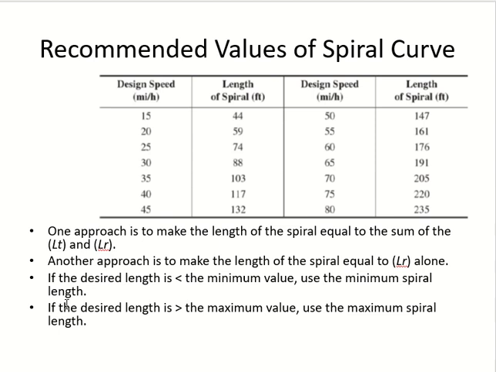So you have three choices to pick an exact value. The first choice is from the table. The second choice is LR plus LT. The third choice is LR only. In all three cases you have an exact value, not a range.